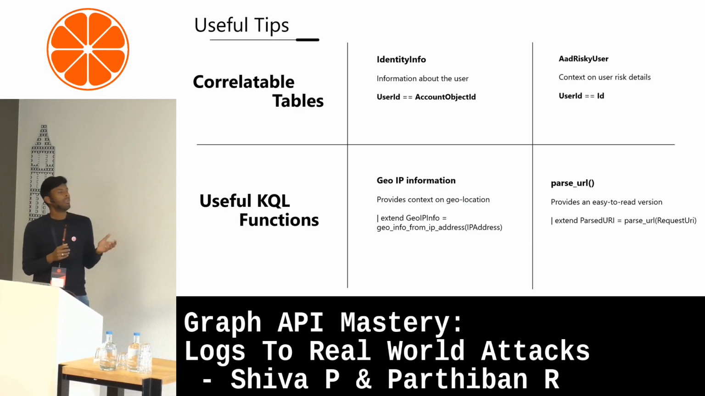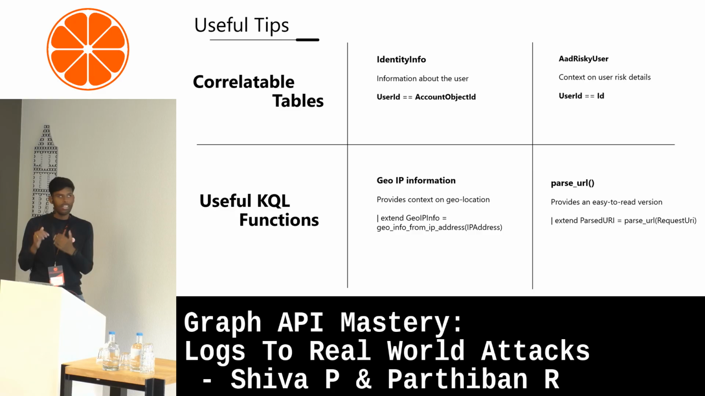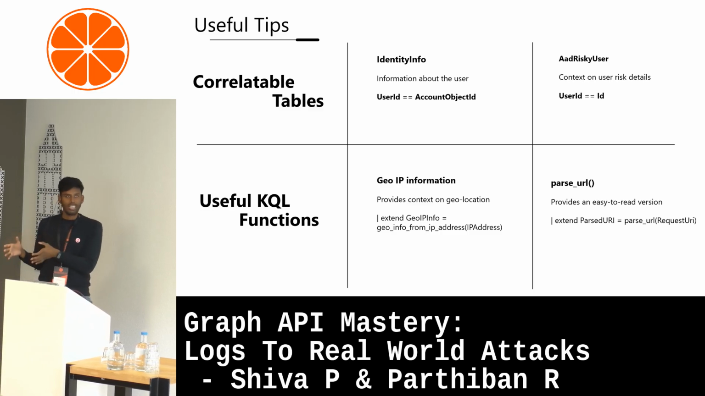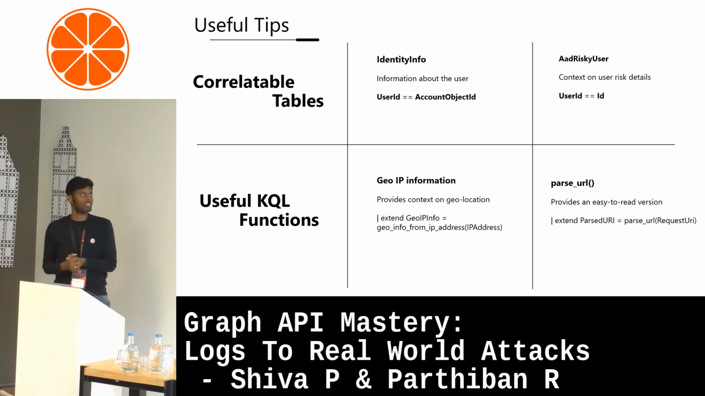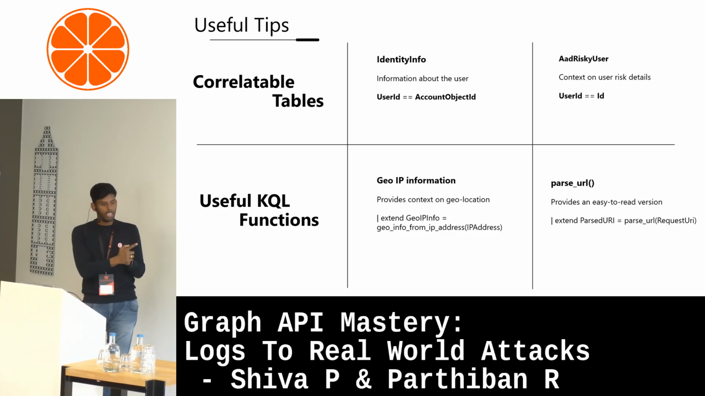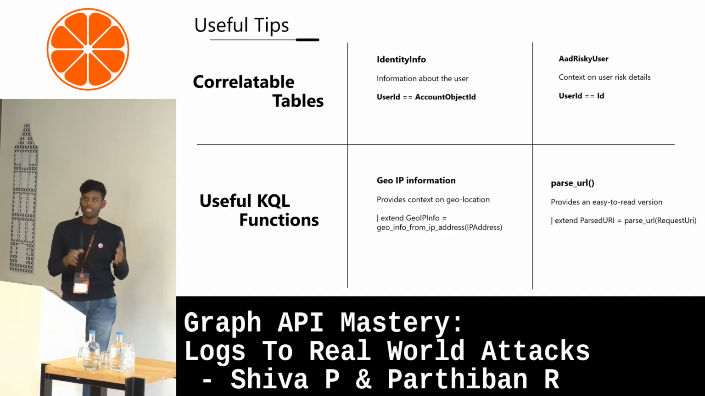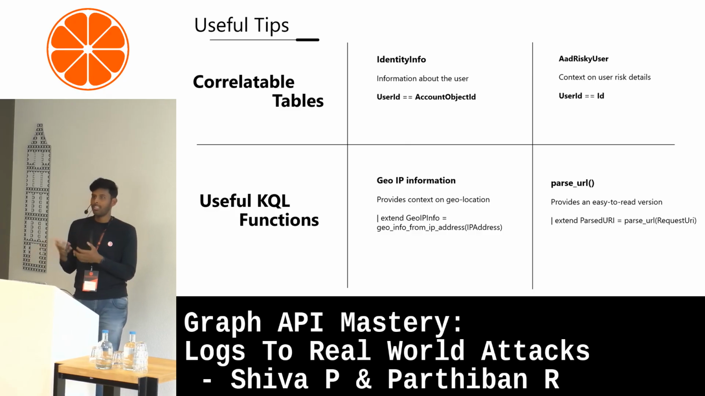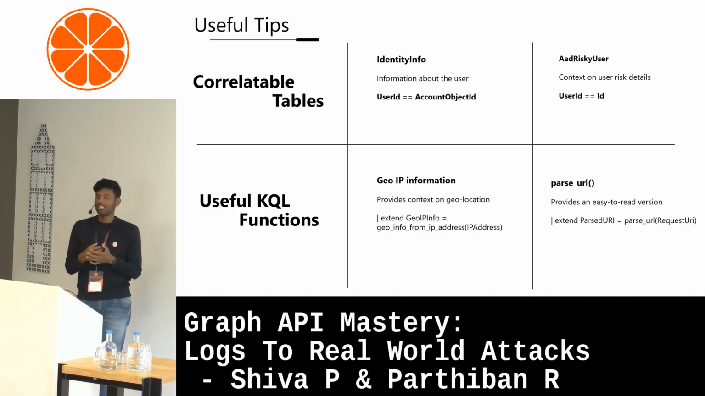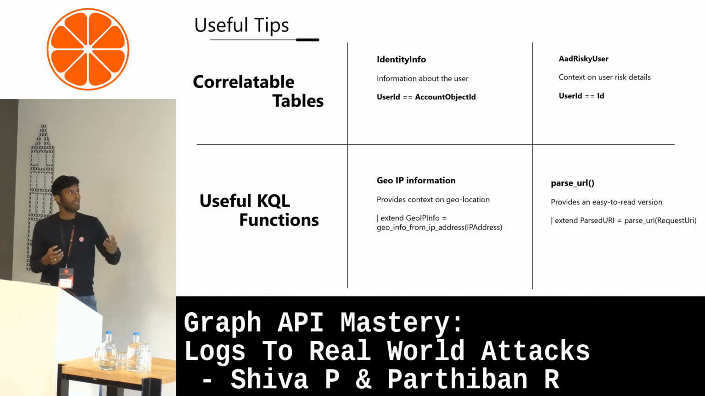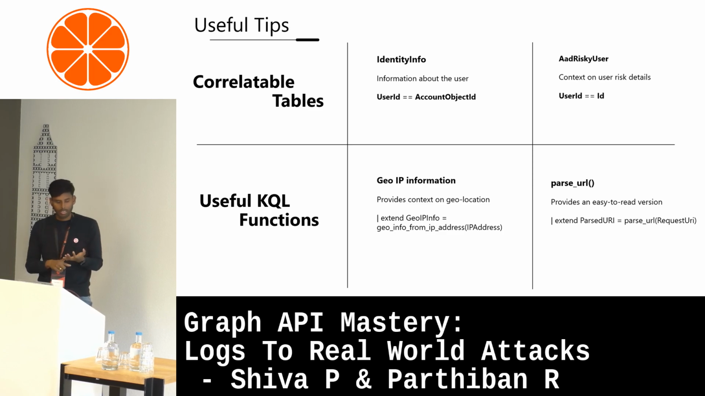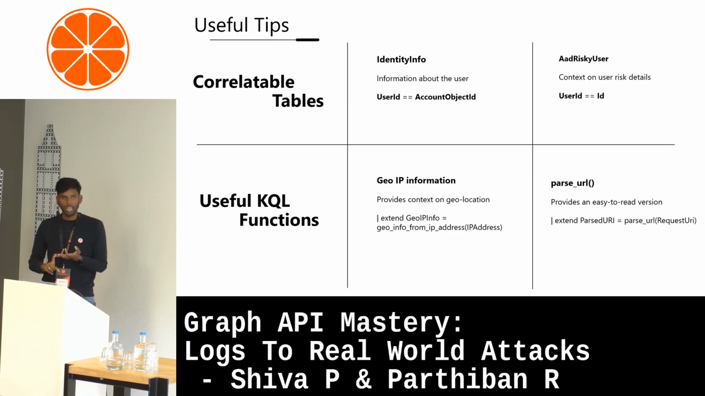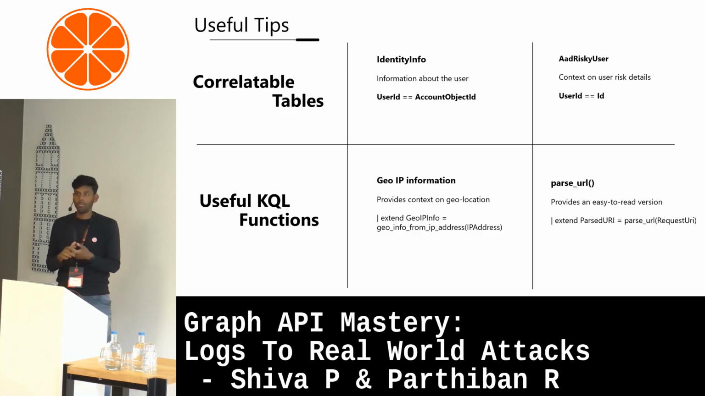We'll also walk you through a couple of useful tips. On its own, Graph API logs are useful, but when you combine them with other data sources, you'll have more context, which will be super helpful during investigation. The first one is that there is a user ID field in Graph API, but that's just a unique identifier that won't give you any extra context. If you join it with the identity info table, you can get other context around email address, names, SPNs, etc. Those will be super helpful.